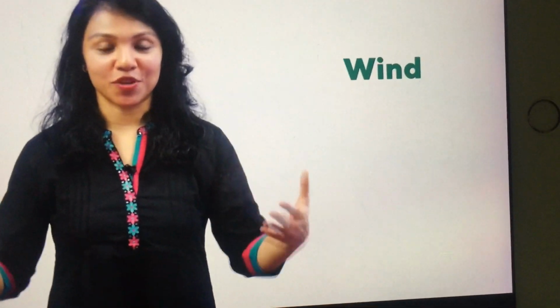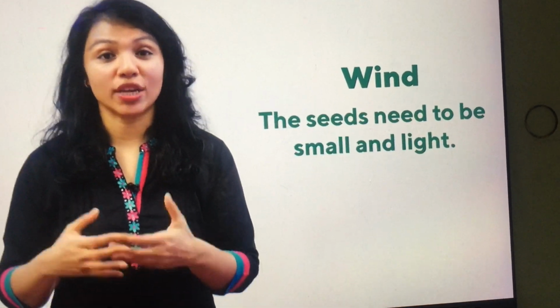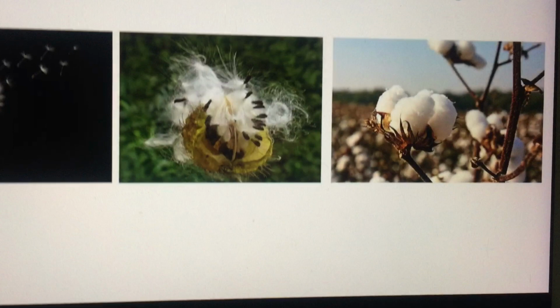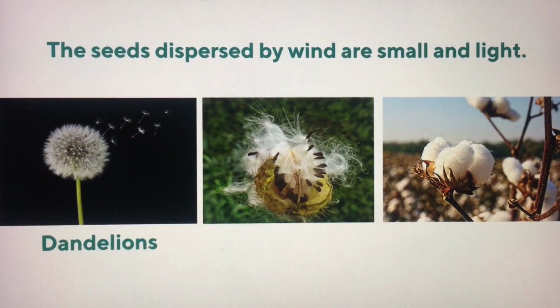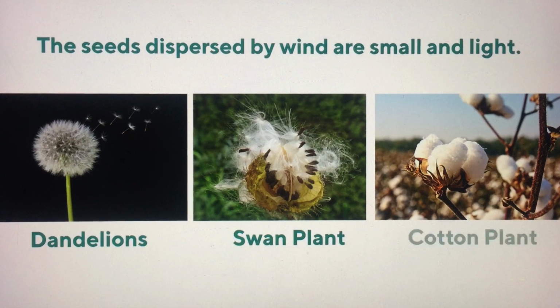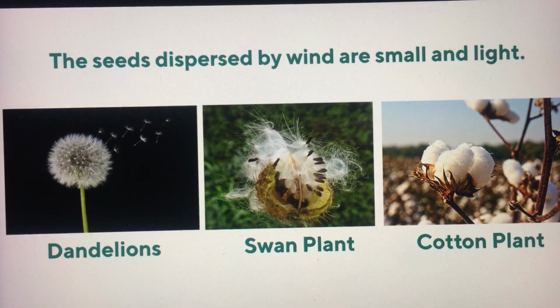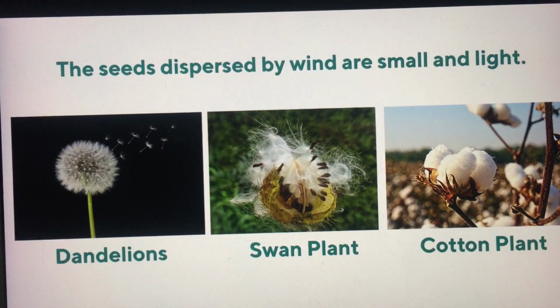Wind. When wind is responsible to disperse the seeds, the seeds have to be small and light. Examples will be dandelions or swan plant. So these plants have light seeds which can be carried away by the winds and dispersed away from the parent plant. In this case, a lot of seeds will be produced by the plant because the chances of the wind actually dropping the seeds on the soil so that it can grow into a new plant are not very great. So the seeds are very large in number.